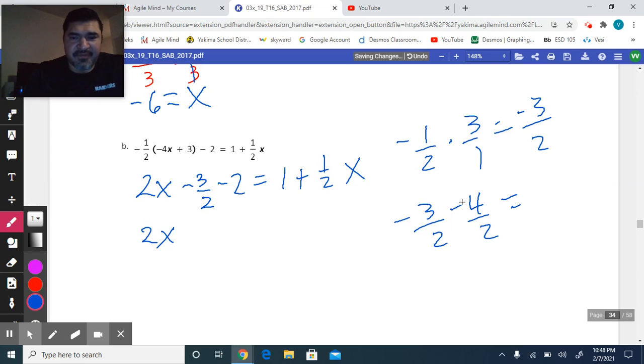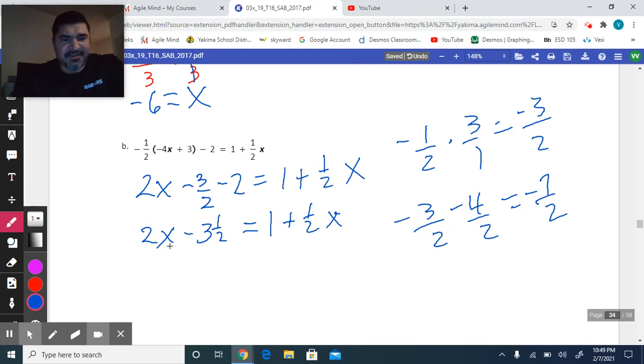So now I have negative 3 and negative 4. That makes a negative 7. And this is going to remain the same, 2. So minus 7/2 or minus 3.5. Let's go with minus 3.5 equals 1 plus 1/2 x.